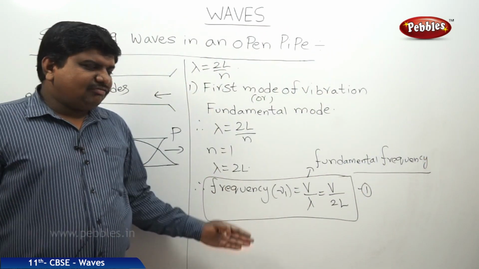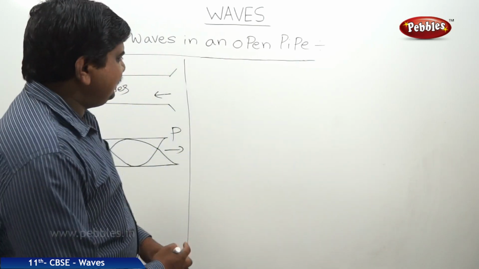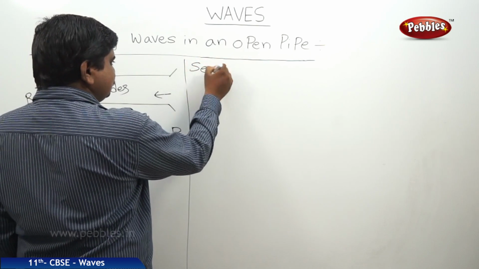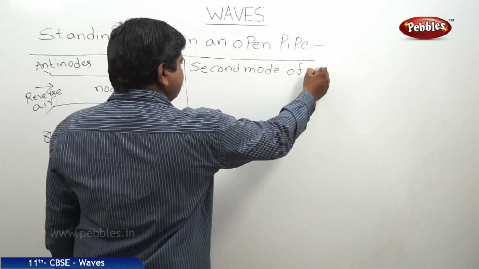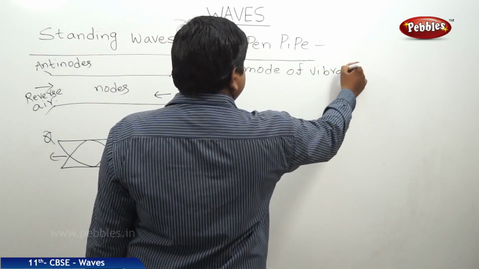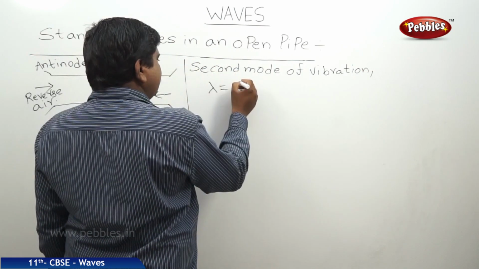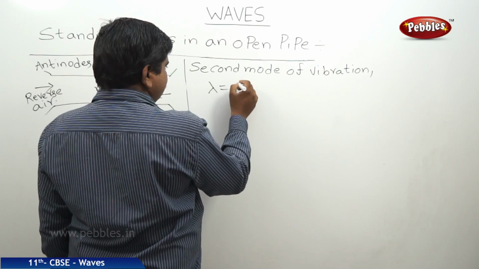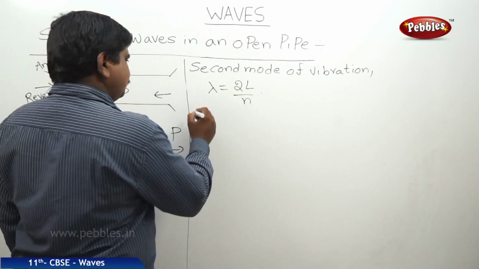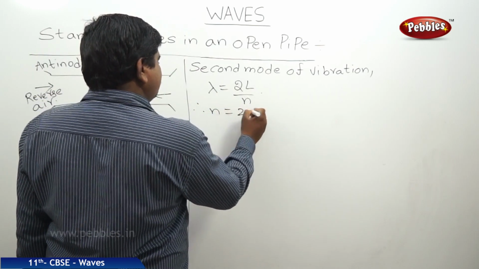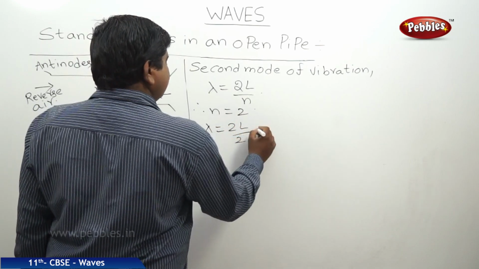So, the remaining modes of vibrations we can also derive with the help of the same equation. Next one is the frequency of the second mode of vibration. So we know that lambda is equal to 2L by n. Therefore, n is equal to 2 for the second mode of vibration. Therefore, lambda is equal to 2L by 2, nothing but L.